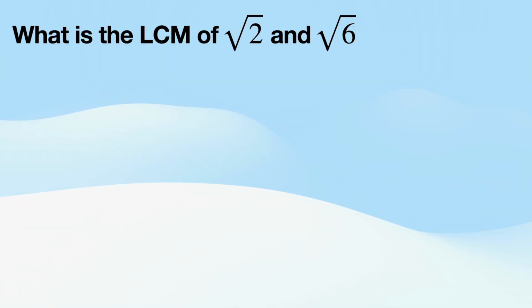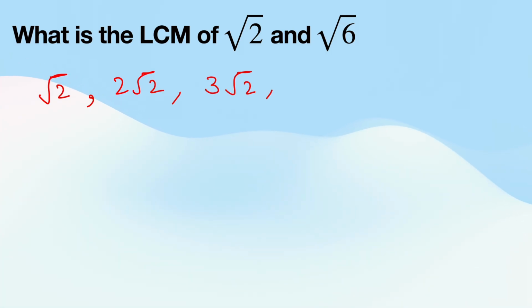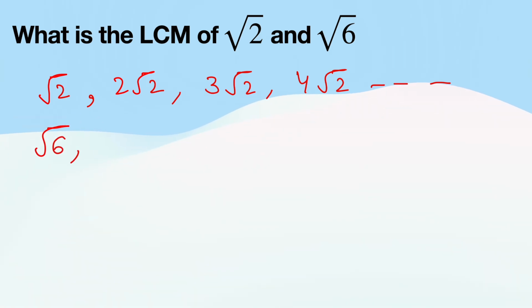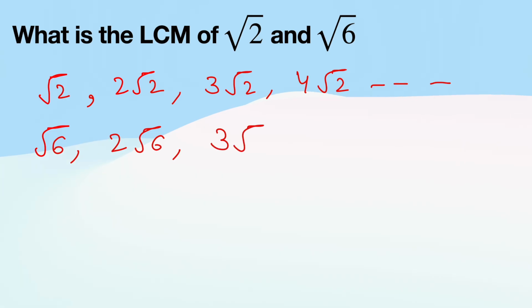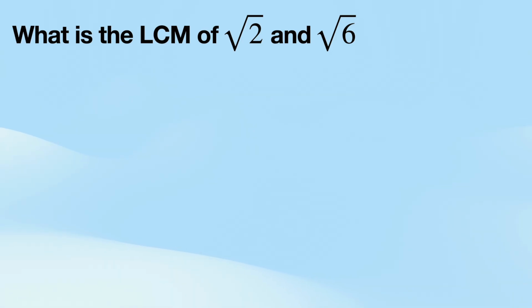If I ask you the LCM of root 2 and root 6, what will be the answer? Okay, let's find. Again the same thing. Multiples of root 2 I have to find. The first multiple will be root 2, then 2 root 2, then 3 root 2, then 4 root 2, and so on. For root 6 it will be root 6, 2 root 6, 3 root 6, and 4 root 6, and so on. Is there any possibility that they will have something common? No, there will be no common multiple here. So again, for this as well, no LCM exists. Clear? Come to the next one.